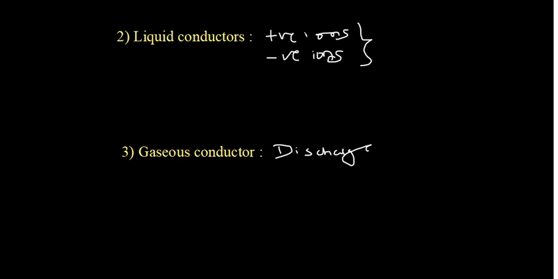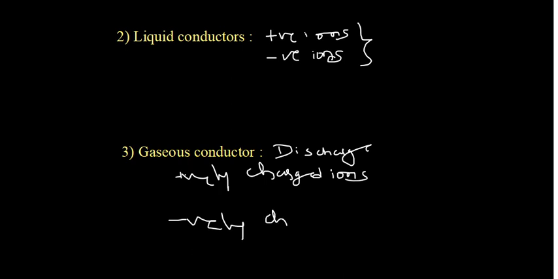Therefore there is a splitting of two types of ion, that is, positive ions and negative ions, but we are adding another one, positively charged ions and negatively charged ions. Therefore these are the charge carriers in the gaseous conductor.